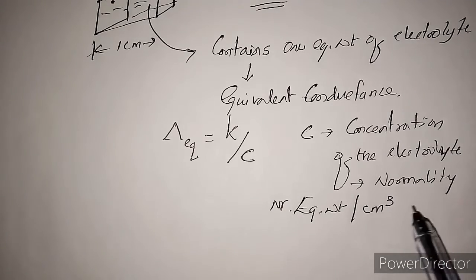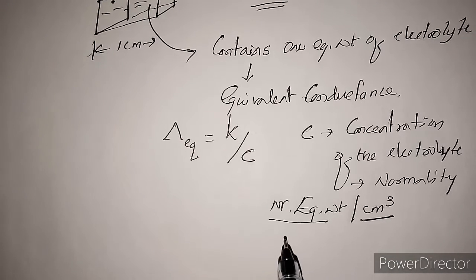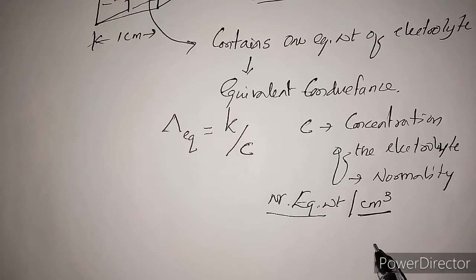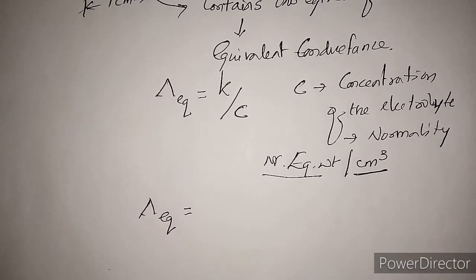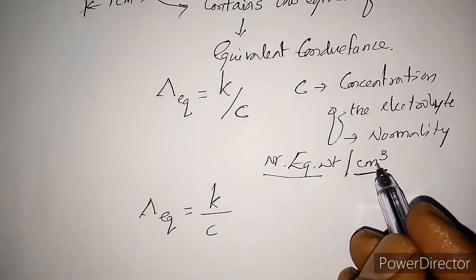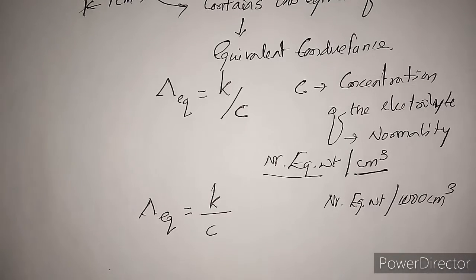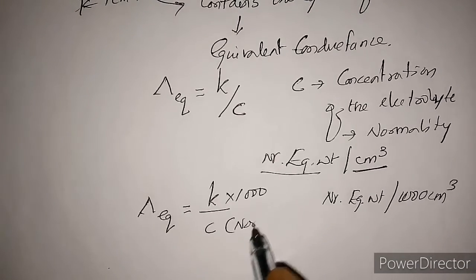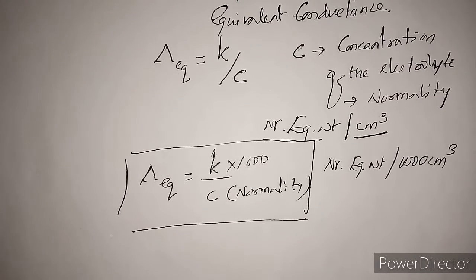Now that is kappa. As long as it is with respect to cm cube, we call it specific conductance. When the number of equivalent weight is equal to 1 gram equivalent weight, we call it equivalent conductance. If it is 1000 ml, then kappa by C. If it is 1 cm cube, the number of equivalent weight will be in 1000 cm cube, so the specific conductance has to be multiplied by 1000. So this is the expression for the equivalent conductance, kappa into 1000 divided by C, where C is the concentration of the equivalent weight expressed in normality.